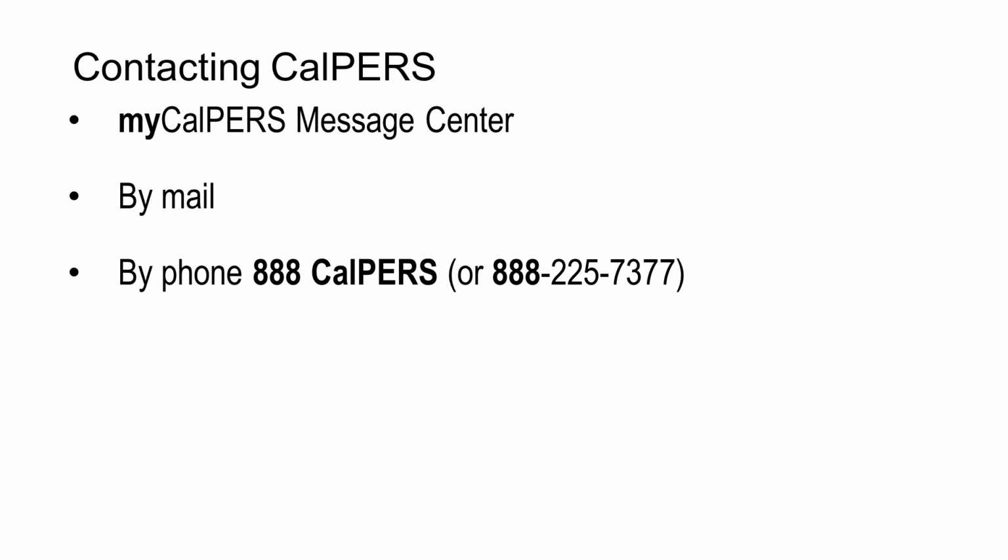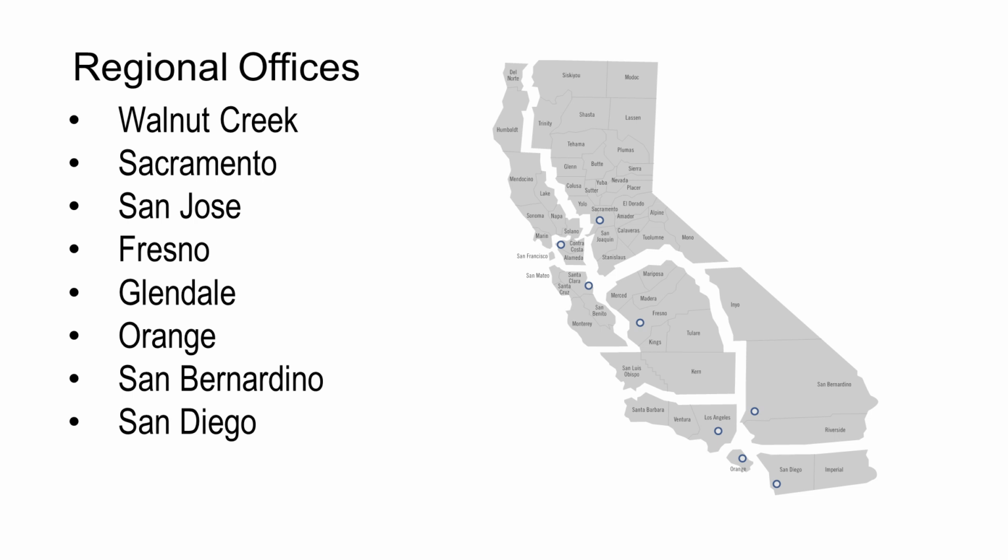You can reach the automated phone system or speak to a CalPERS representative by calling 888-CalPERS or 888-225-7377. Finally, you can visit a CalPERS regional office. CalPERS has 8 regional offices located throughout the state where staff can assist you with a variety of services and educational events. If you choose not to submit your retirement application online, you can still bring in the paper version and have your signature witnessed.